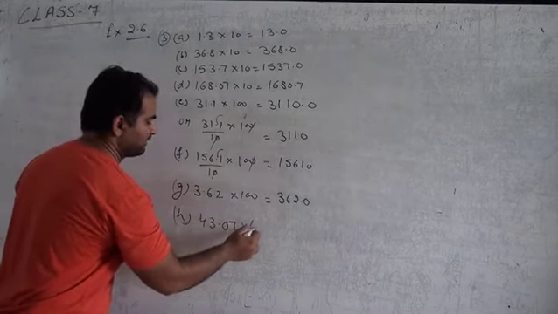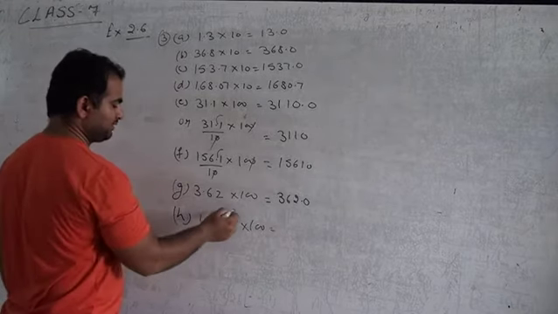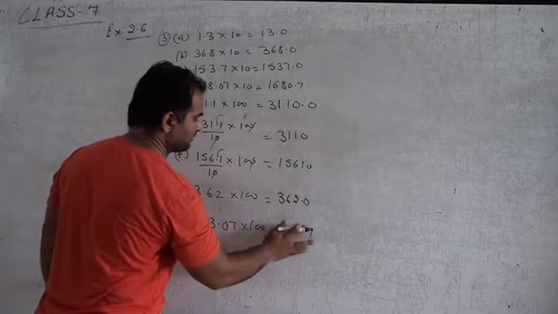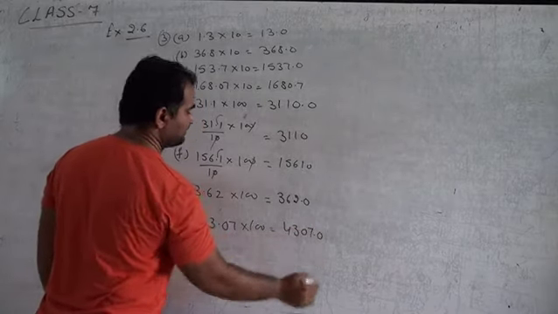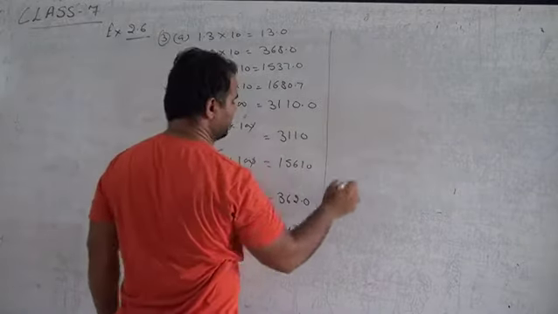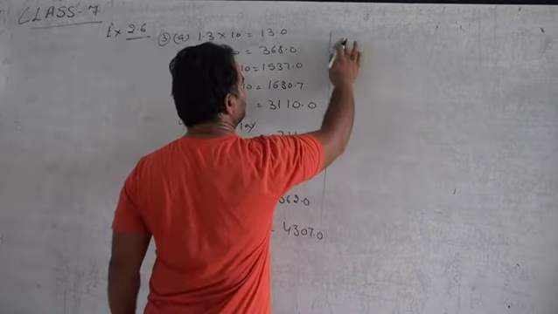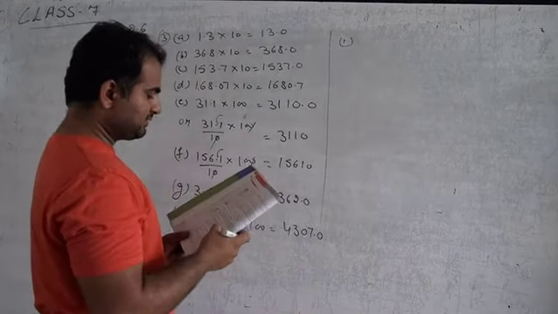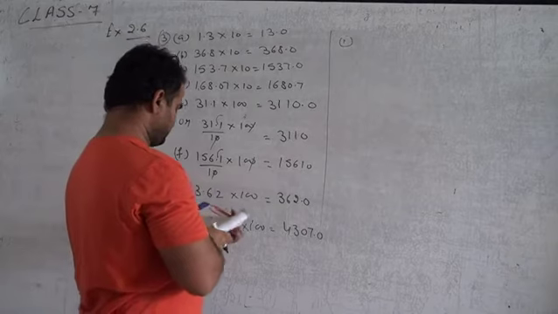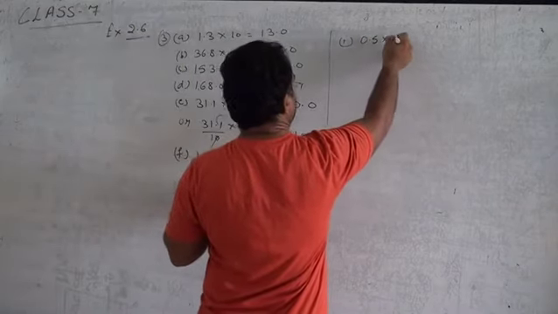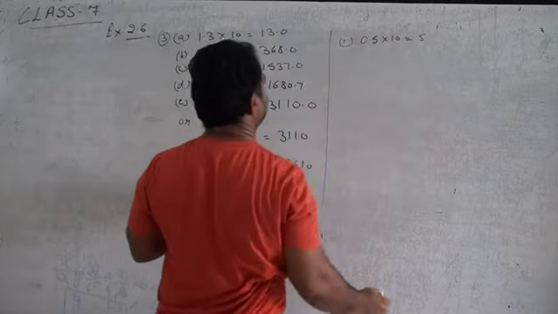43.07 multiplied by 100. It will be 4307, or 4307.0. Okay. Question number I: it is 0.5 into 10. It will be 5.